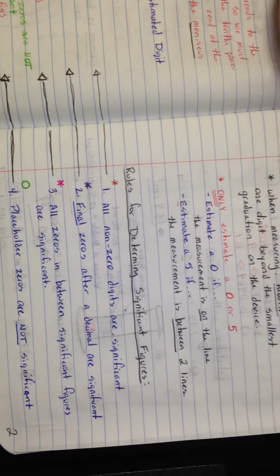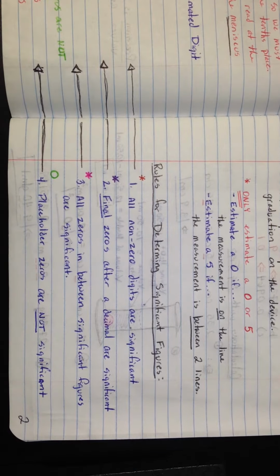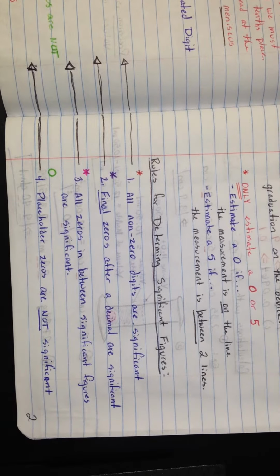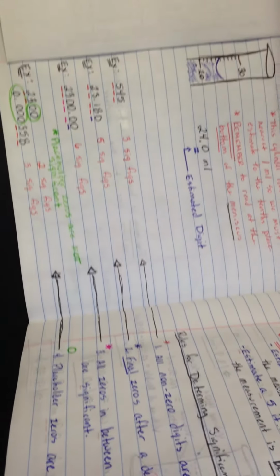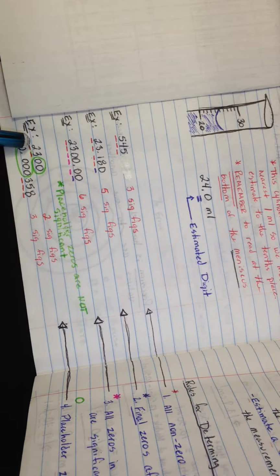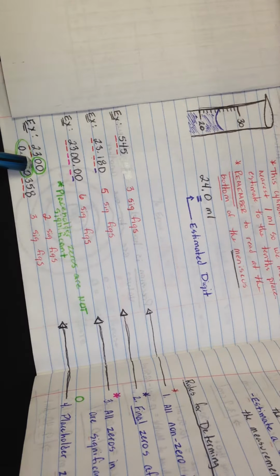And then lastly, we're going to go to rule 4. And rule 4 is more of a rule about what digits are not significant rather than being a rule about what digits are significant. So rule 4 says that placeholder zeros are not significant. And I'm going to show you 2 examples of placeholder zeros on the left. The first one is in the number 2300.